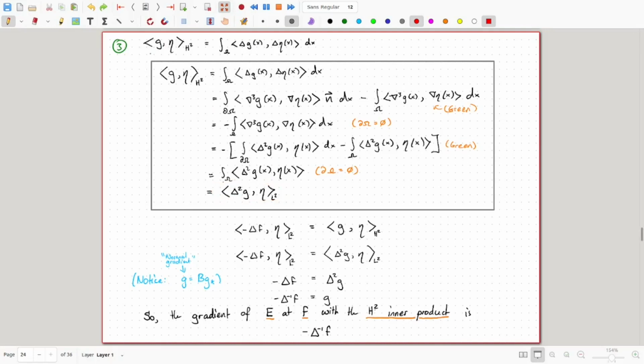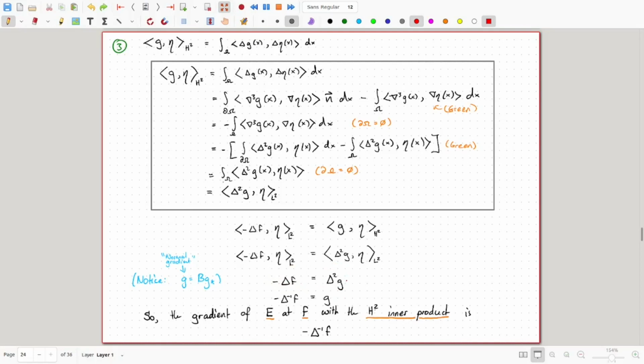So we can write the H2 inner product between a function g and a function eta as Laplace squared g and eta, in L2. Again, we write down our definition of a gradient. Left-hand side is the derivative, right-hand side is our inner product. We place our definition of our inner product, use what we derived here to rewrite it like this, and now we can identify the left and right-hand sides. So we have negative Laplace f is equal to Laplace squared of g.